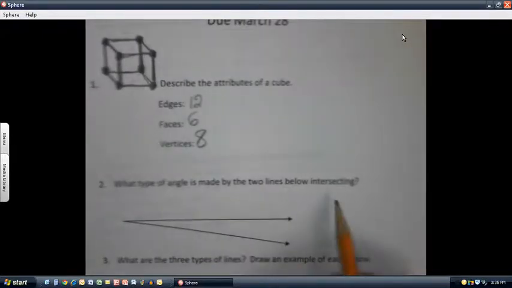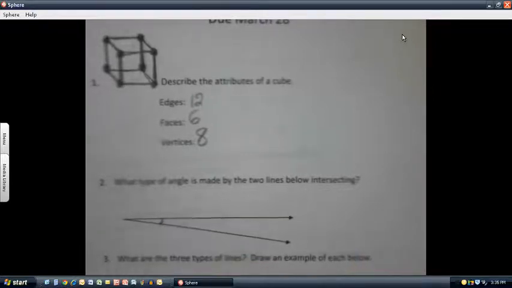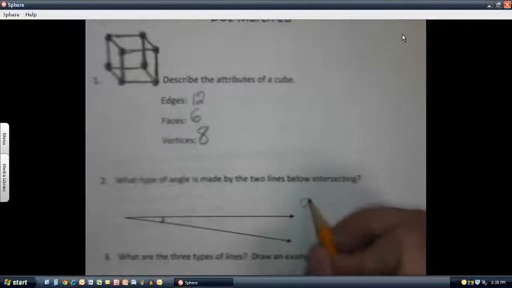What type of angle is made by the two lines below intersecting? This is an angle that is less than 90 degrees, so it is called acute.